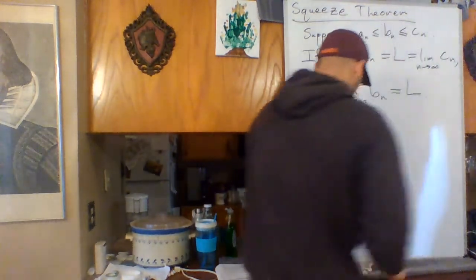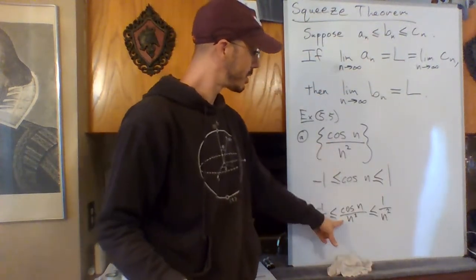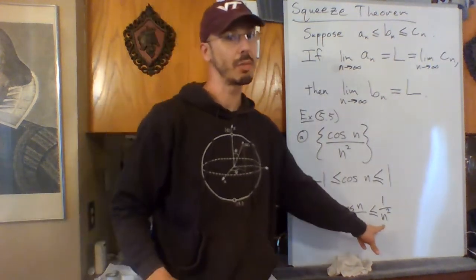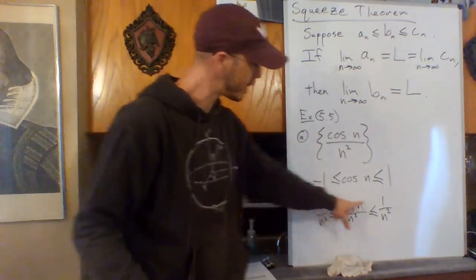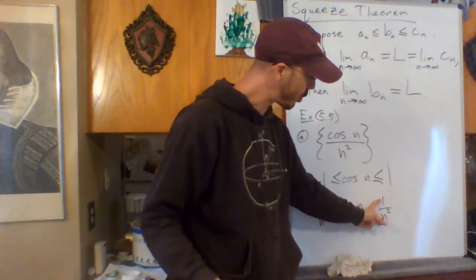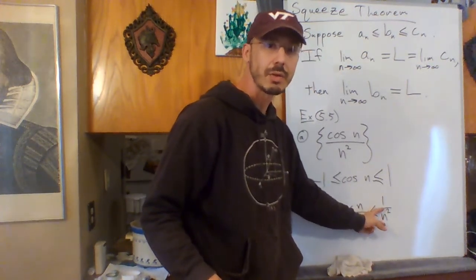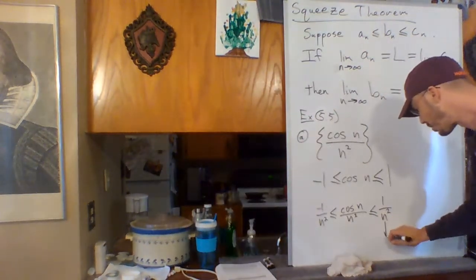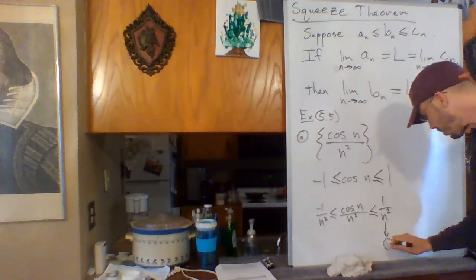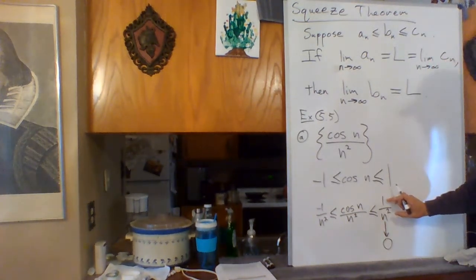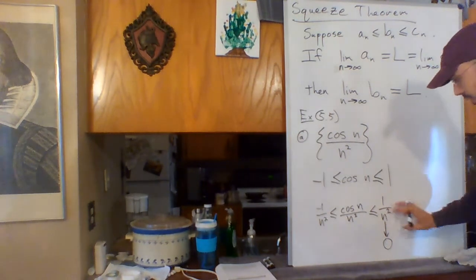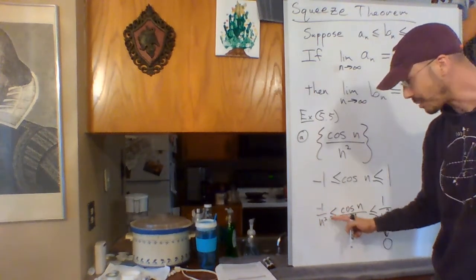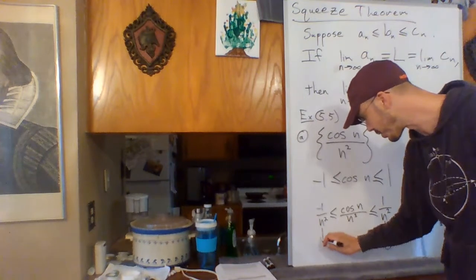And I have cosine n over n squared ready to be squeezed by these two. Now, what are they doing? Let's look at this one first since it's positive. 1 over n squared, the n values are growing. This one is going to go to 0. As the denominator grows, the numerator stays the same. The denominator grows, the expression goes to 0. This one, they're all negative, but the denominator grows, the numerator stays the same. This is also going to 0.